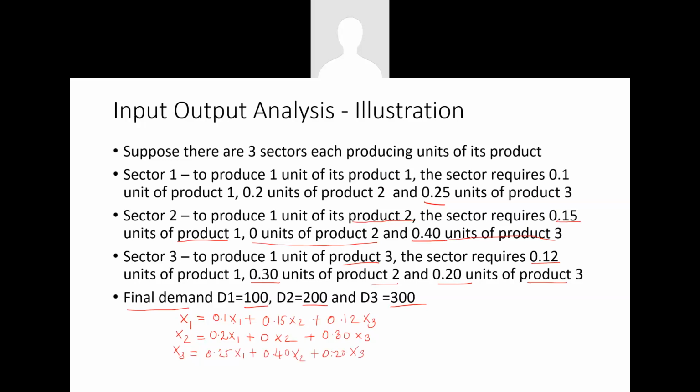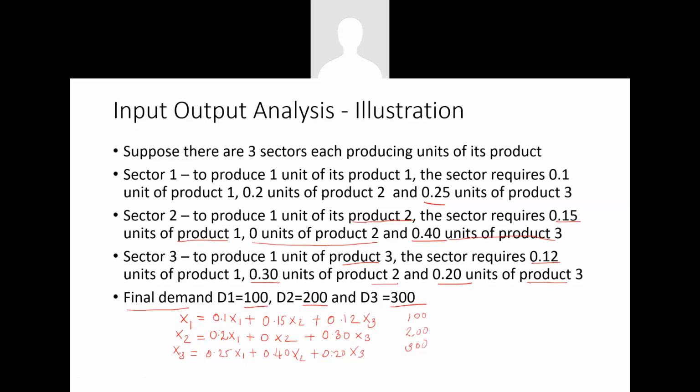So the total demand consists of internal demand and external demand, and there is also an external demand, that is D1 equal to 100. For the first product you have an external demand equal to 100, for the second product an external demand equal to 200, and for the third product an external demand equal to 300. So this is the information that we have. Now, this can be translated into mathematical form.